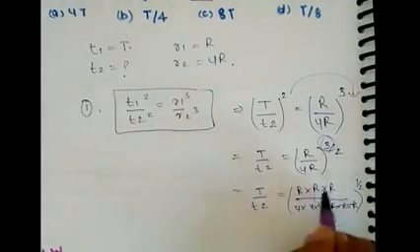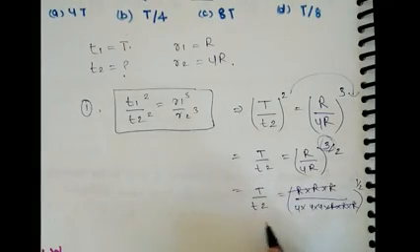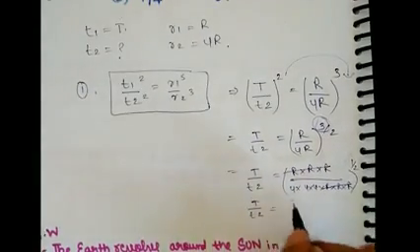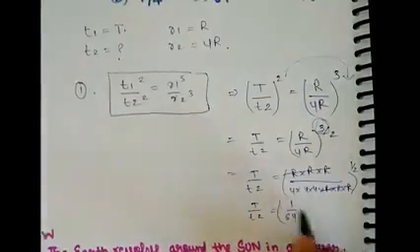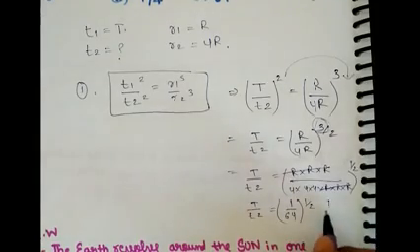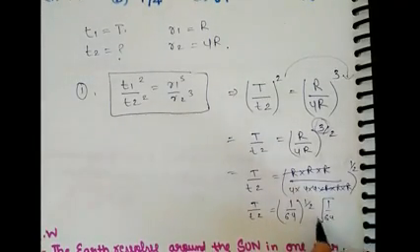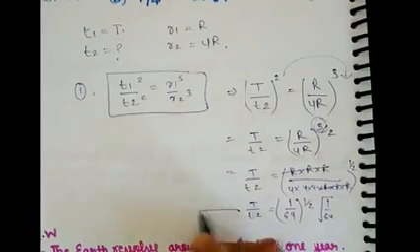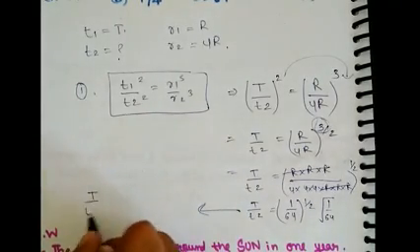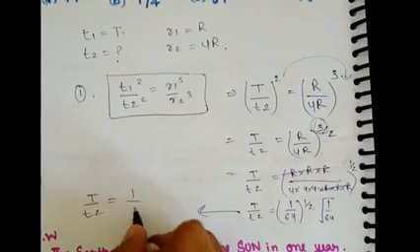Now all the R will be cancelled from each other, and what we are going to get is that T upon T2 is equal to 1 upon 64 power half, or you can say 1 by 64 under the root. Now 64 is the square of 8. So what we are going to get here is that T upon T2 equal to 1 by 8.